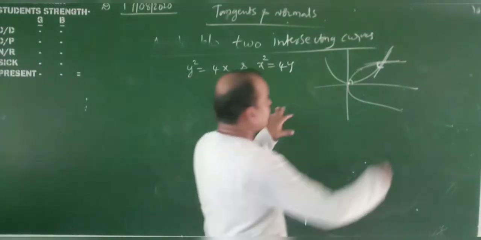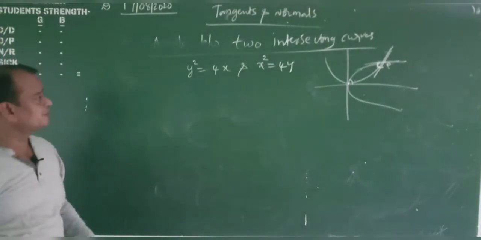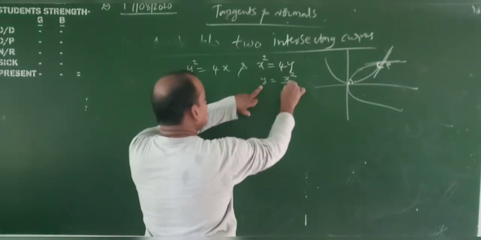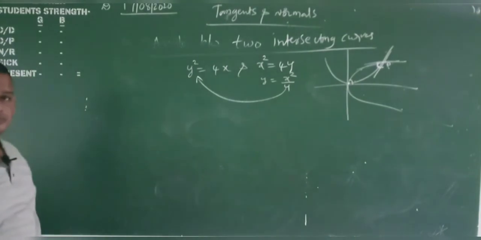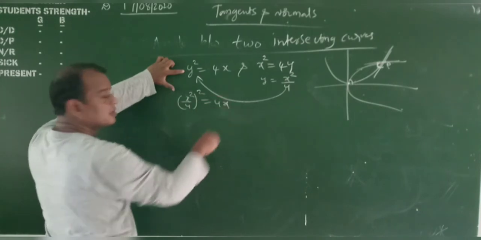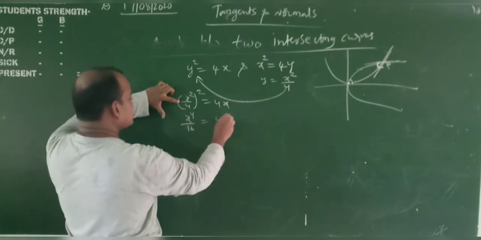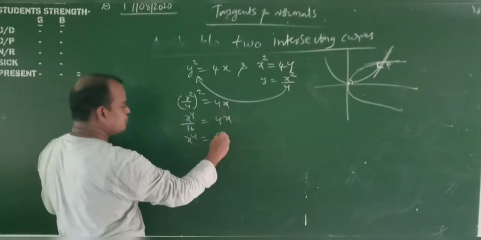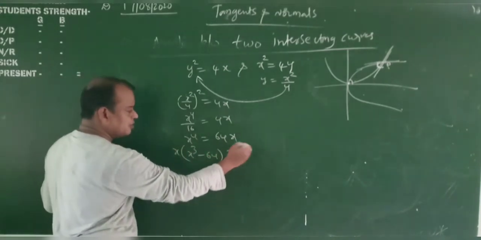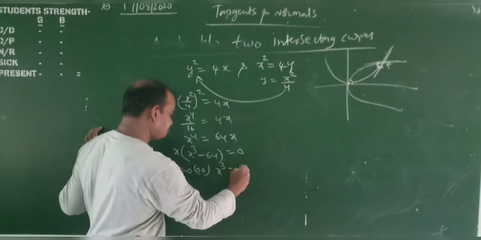Now you can find the other point of intersection. Let P be the point of intersection. How to find it? By solving these two equations. From the second equation, y is equal to x square by 4. Substitute it in the first: (x square by 4) whole square is equal to 4x. That is x power 4 by 16 equals 4x, so x power 4 is equal to 64x. Taking x common, x into (x cube minus 64) is equal to 0. So x is equal to 0 or x cube is equal to 64.